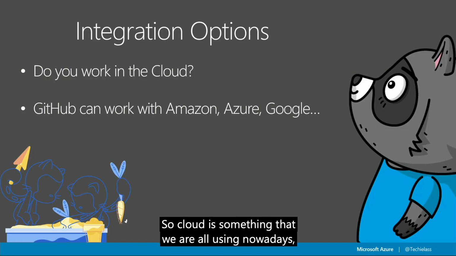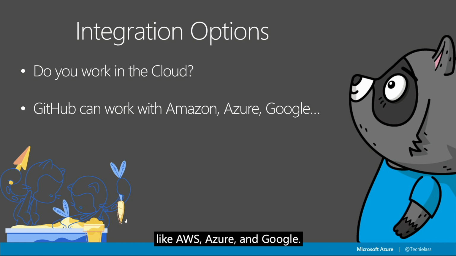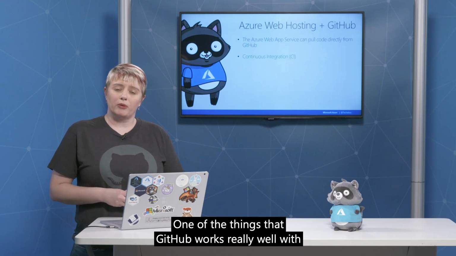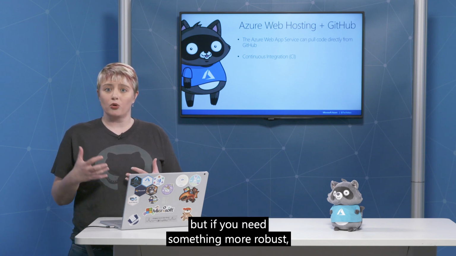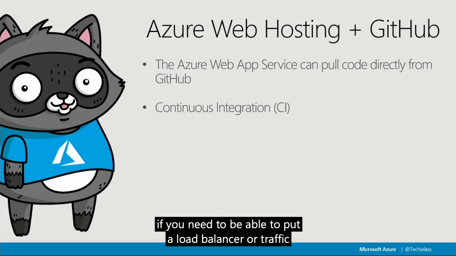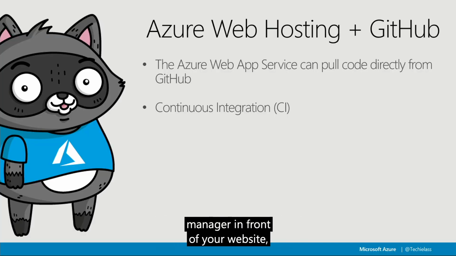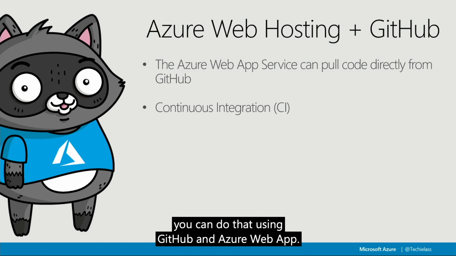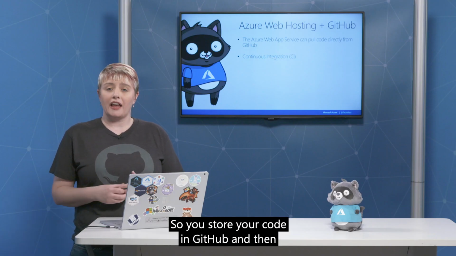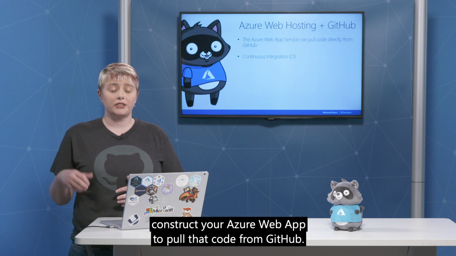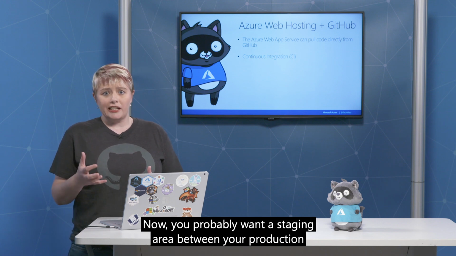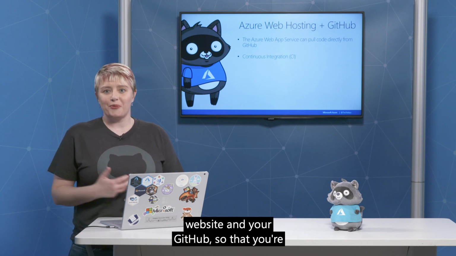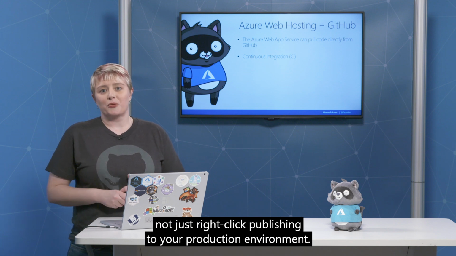So cloud is something that we are all using nowadays, and GitHub integrates really well with things like AWS, Azure, and Google. One of the things that GitHub works really well with is the Azure web service. Now, I talked about GitHub Pages, but if you need something more robust, if you need to be able to put like a load balancer or traffic manager in front of your website, you can do that using GitHub and Azure web app. So you store your code in GitHub and then instruct your Azure web app to pull that code from GitHub. And you have continuous integration from that. Now, you probably want a staging area between your production website and your GitHub so that you're not just right-click publishing to your production environment.